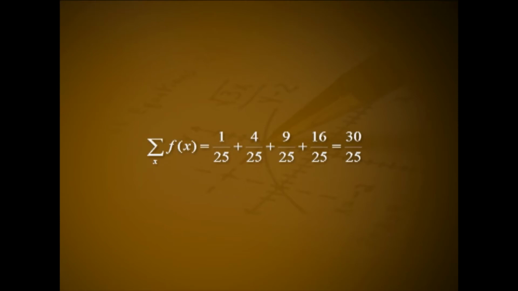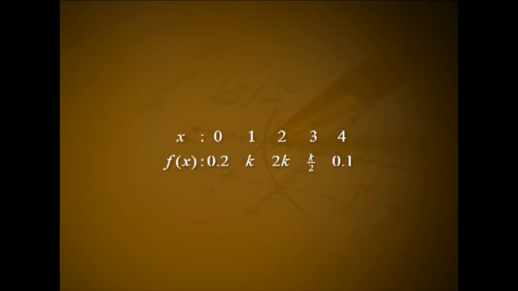Summation over x f of x is equal to 1 by 25 plus 4 by 25 plus 9 by 25 plus 16 by 25, that is equal to 30 divided by 25, which is greater than 1. Here f of x failed to satisfy the second property. Hence, it cannot be a probability mass function.